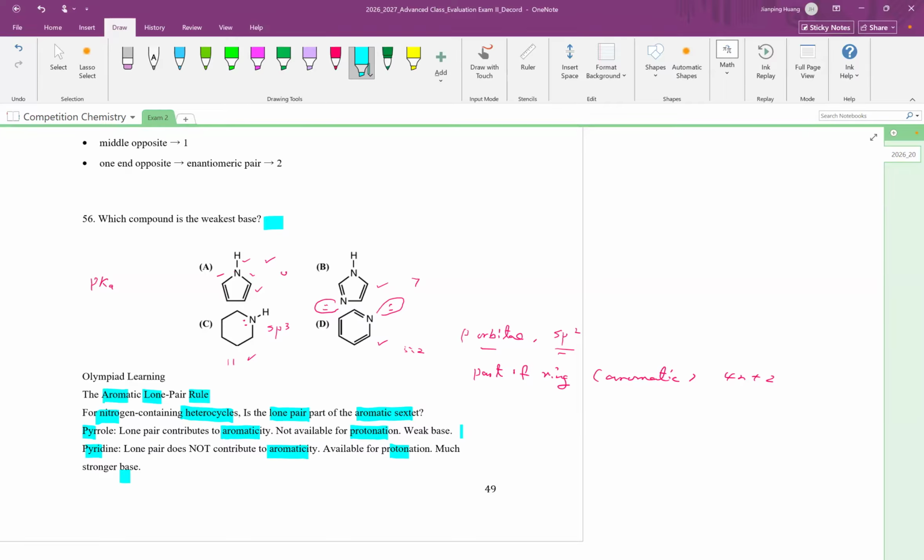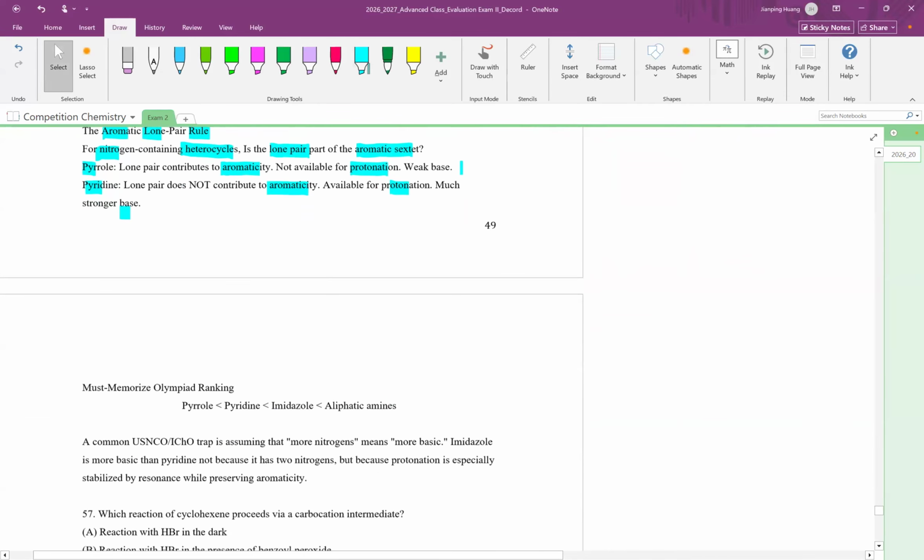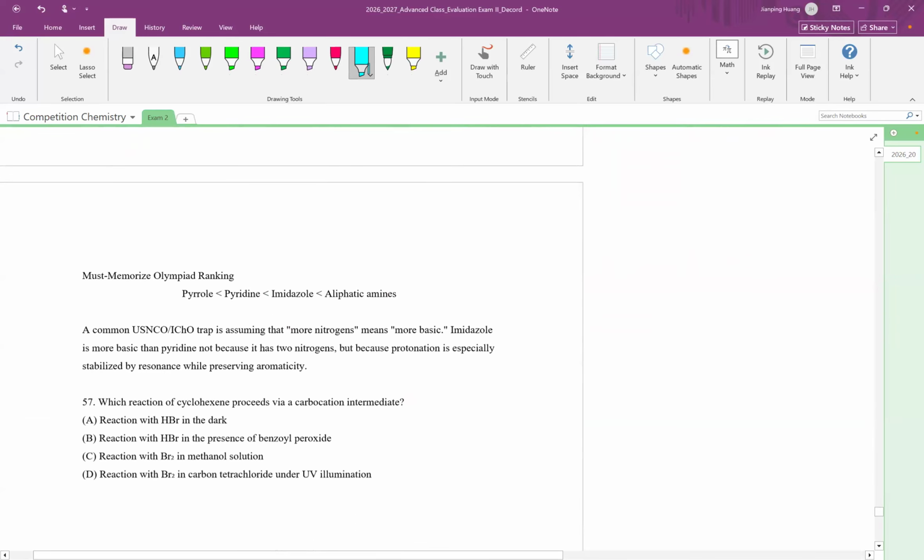So look at these two, okay? Now that's the next one. See, that one probably you need to remember, okay? So the strength order is the aliphatic amine, imidazole, pyridine, and pyrrole. Here's more nitrogen, so it's more basic. That's one. Now look at the next one.